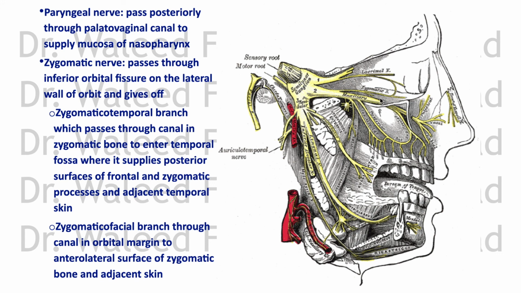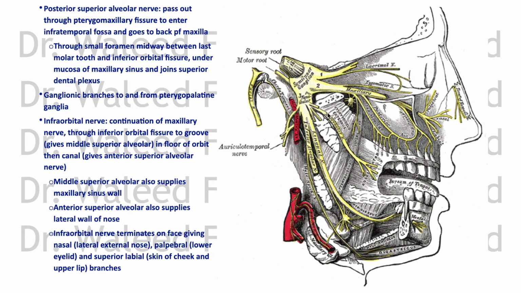Now I want you to remember this connection between the zygomaticotemporal and the lacrimal of ophthalmic. This carries the parasympathetic to the lacrimal gland. Okay, so don't forget the branches of the zygomatic nerve.